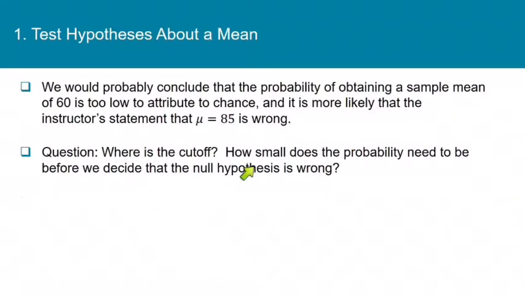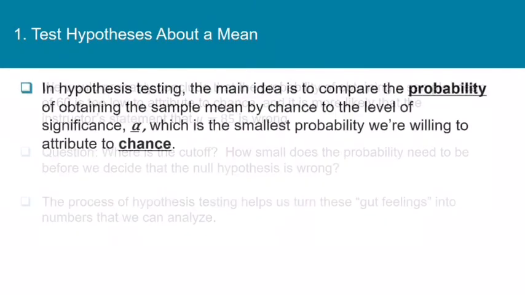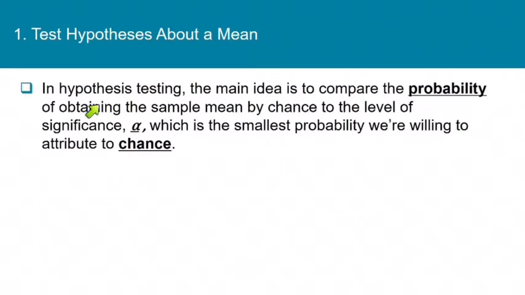And so the question is, how small does that probability need to be before we decide that the null hypothesis is wrong? Well, the process of hypothesis testing helps us turn these gut feelings into numbers that we can analyze. So that probability would be different for different situations, and hypothesis testing helps us find out what that number ought to be.